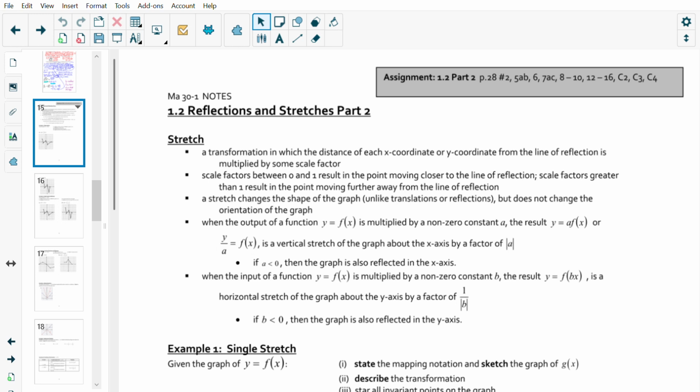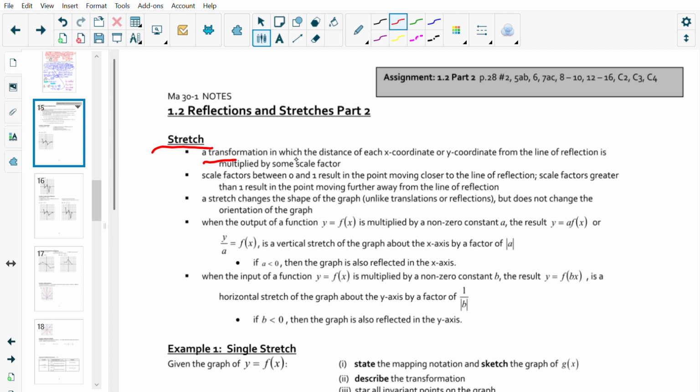Okay, everyone, welcome back. We are on 1.2 Reflections and Stretches, Part 2. Hopefully, the investigation that we did on stretches specifically begins to help you understand what we do for a vertical stretch about the x-axis and a horizontal stretch about the y-axis. There's different things going on there. So let's define what a stretch is.